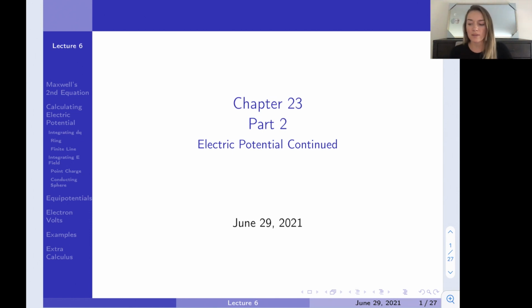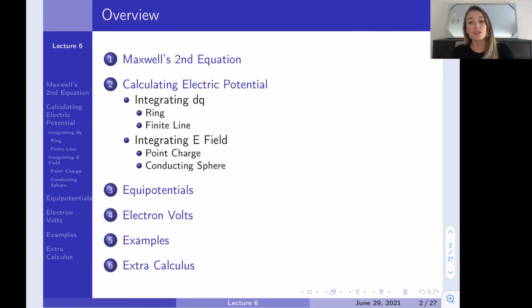All right, so today we're going to be finishing up chapter 23. We're going to finish up our discussion of electric potential. First, we're going to see our second Maxwell's equation. Then we're going to talk about how to calculate the electric potential of certain charge configurations. And then just a few odds and ends for potential.